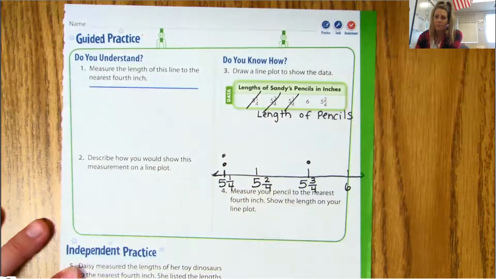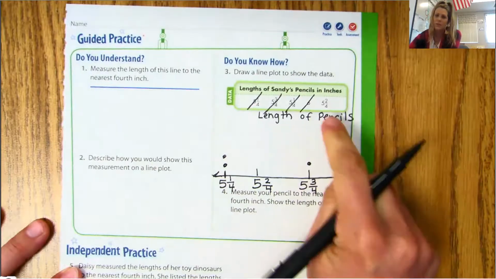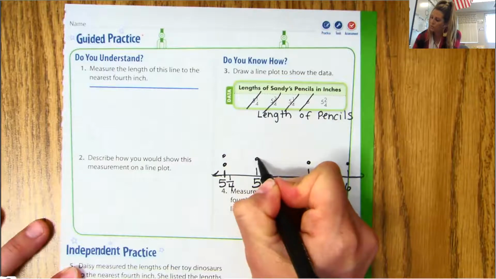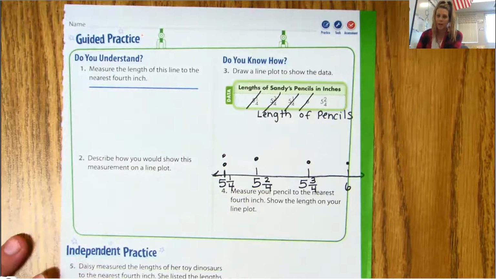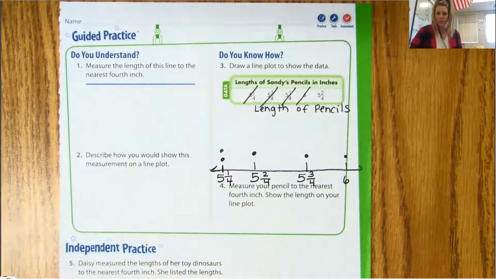Then we have what? 6. And what's our last one? 5 2/4. Okay. So what length occurred the most? Circle it. What length occurred the most?